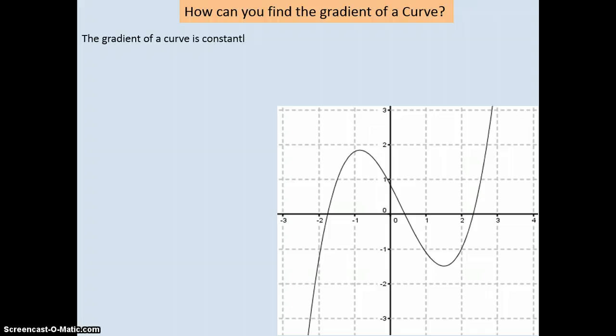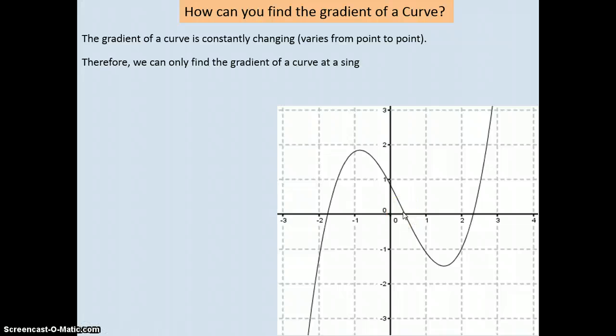But what about the gradient of a curve? We see that the gradient of a curve is constantly changing. It varies from point to point. For example, if you're at this point here and you want to climb along this line, you see that as you move along this line, the gradient decreases because it gets less and less steep until it comes to this point, which will actually be equal to 0. And then the gradient starts decreasing. So you see that it changes from point to point. Therefore, we can only find the gradient of a curve at a single point at a time.